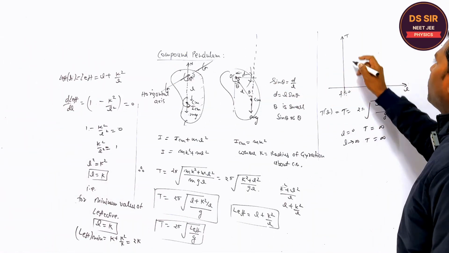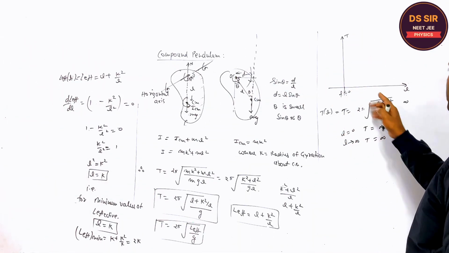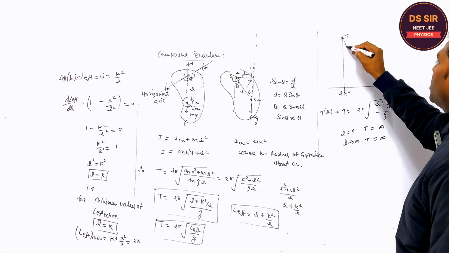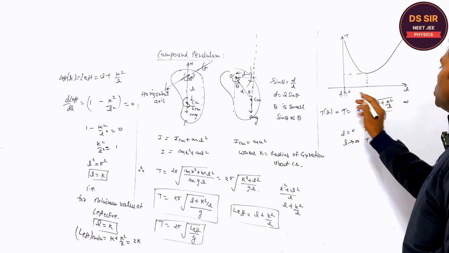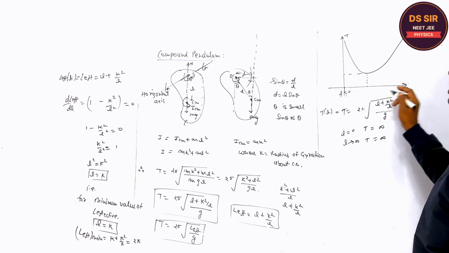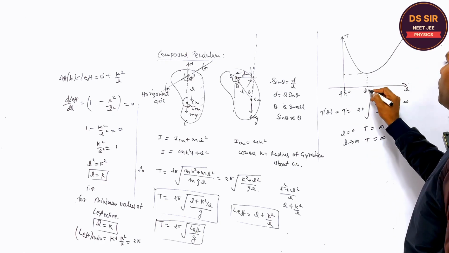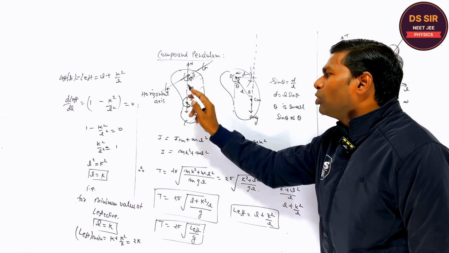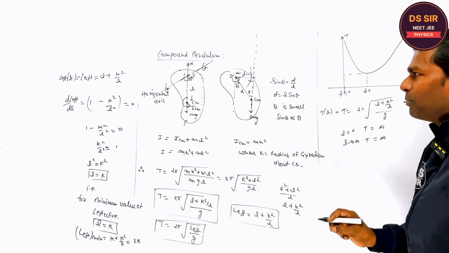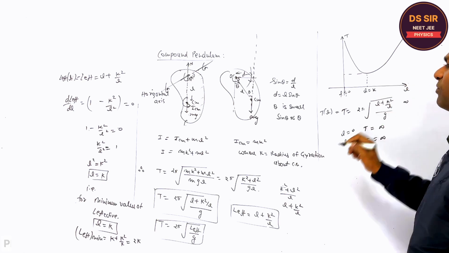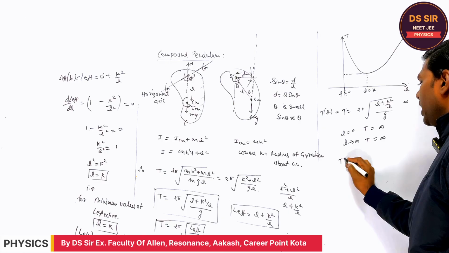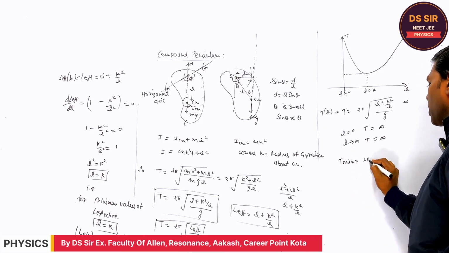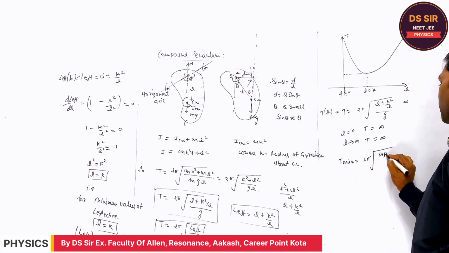So if you draw the graph between the time period of oscillation as a function of length L, the graph comes like this. At L equal to 0, it is infinity. At infinity, it is infinity. When the length between the point of suspension and center of mass becomes equal to the radius of gyration about the center of mass, the time period is minimum, and this minimum time period is 2 pi root L effective minimum divided by g.